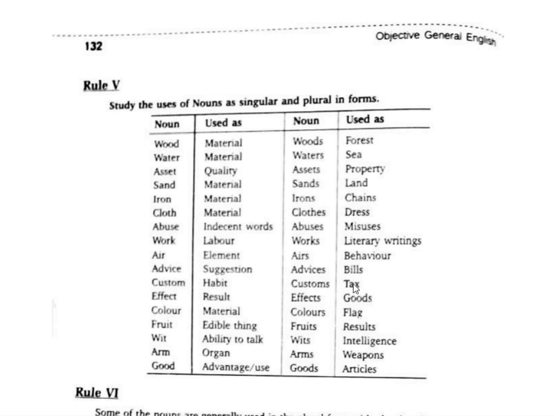Custom, customs. So you are using them with different meanings whenever you are using the plural form. Effects, goods. Colors, flags. Fruits, results. Wit, wits, intelligence. Arms, weapons. Arms, when you are referring to what? Your arm, hand, organ, and your arms, weapons. Good, advantage; goods, articles. Okay, you got it now?